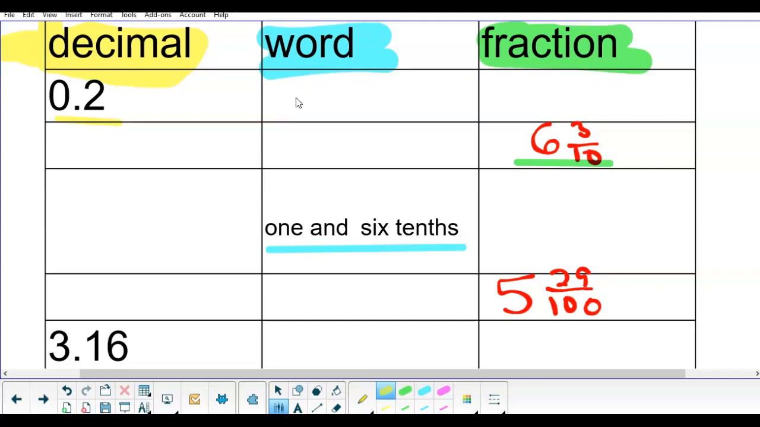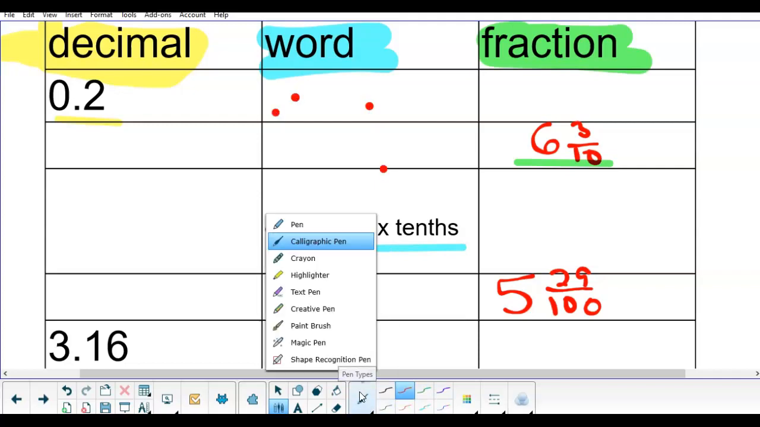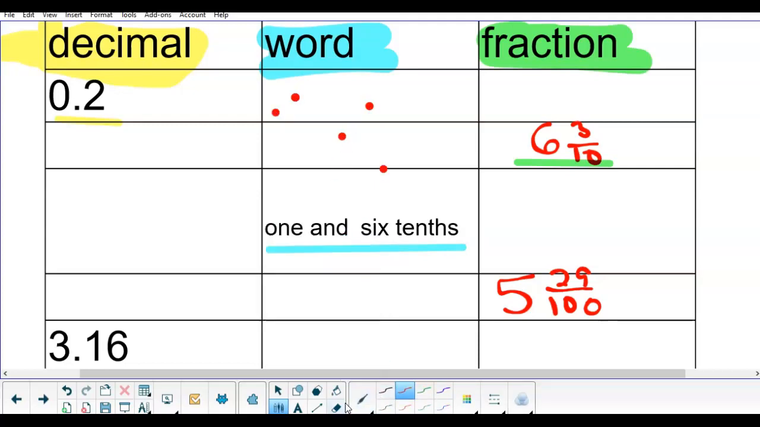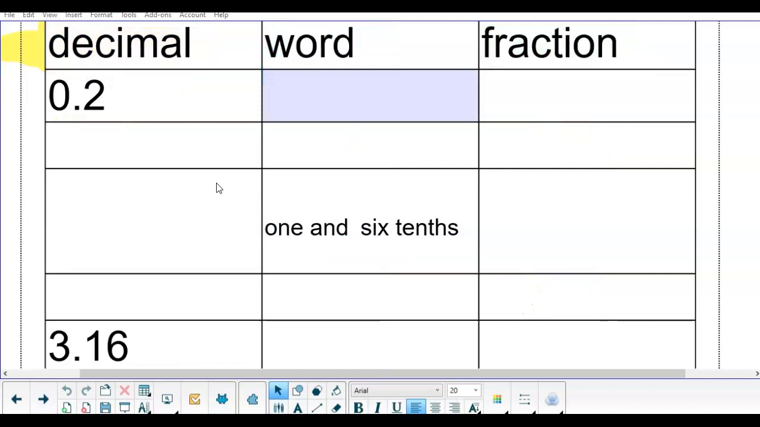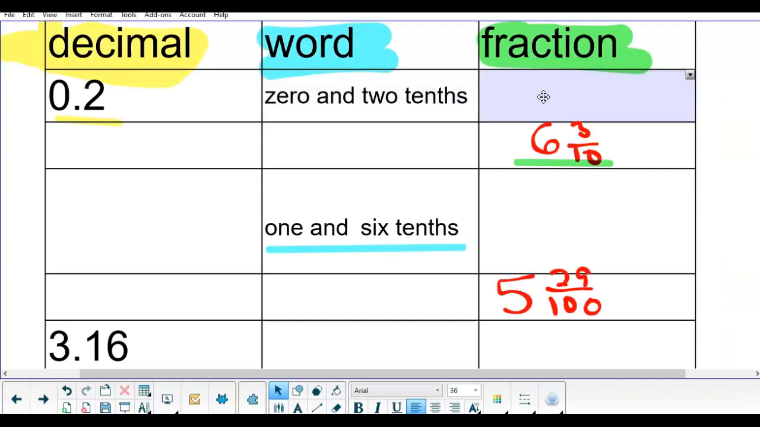So 0, again, you do your best with spelling the words. 0 and 2, whoops, look what I did, but I have to write it in words. And 2/10. Now to write that as a fraction, 0 and 2/10 is just 2/10.